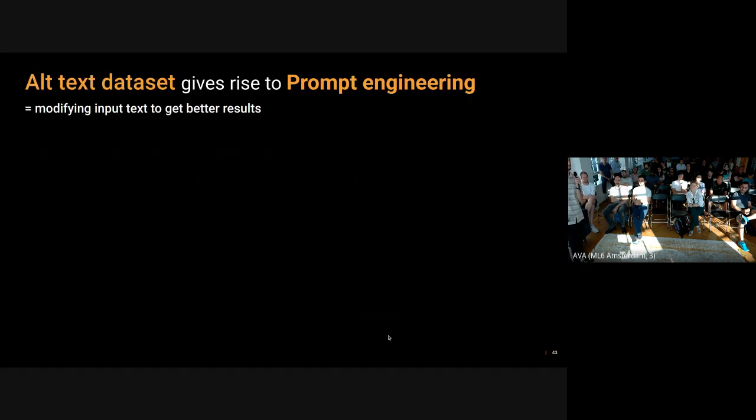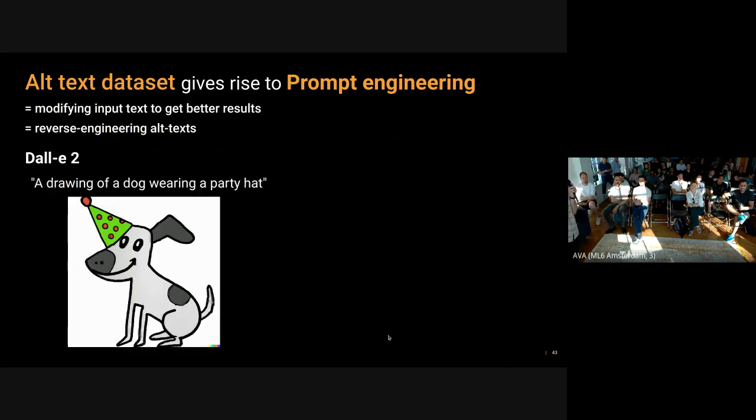And the fact that it's based on these alt texts gives rise to prompt engineering. So what is prompt engineering? It's just modifying the piece of text that we give the model to improve the quality of the output. And what we're doing, in a way, is reverse engineering the alt text. To show that a bit more clearly, for example, we have this from DALL-E. We have here an image. The prompt is a drawing of a dog wearing a party hat. So it's all right. It's passable.